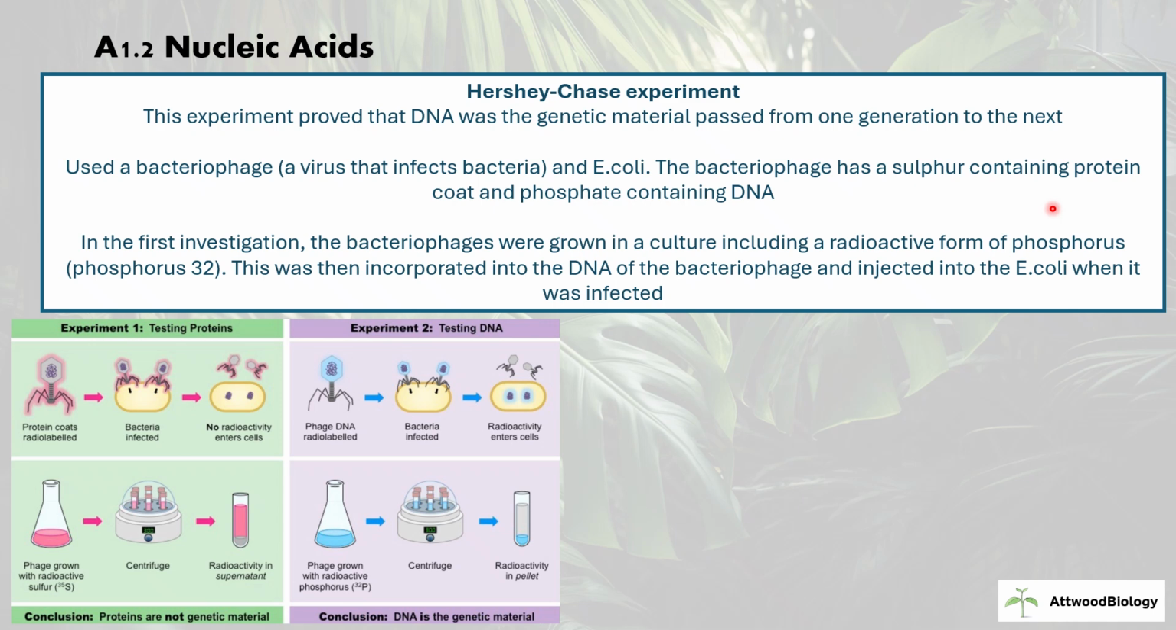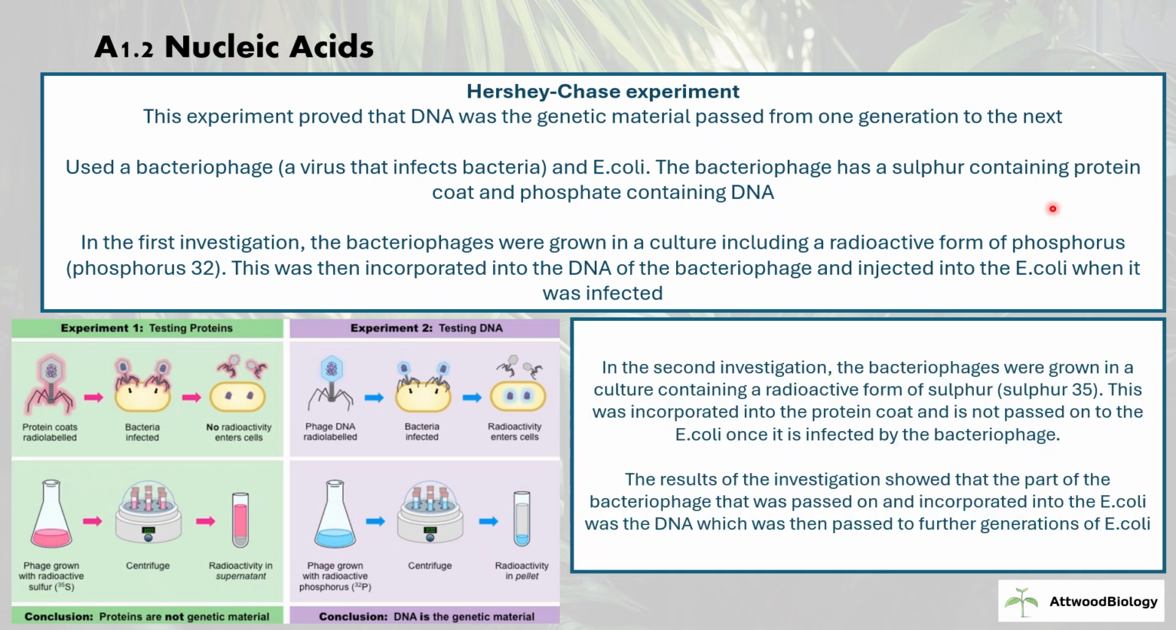In the first investigation, the bacteriophages, the viruses, were grown in a culture that had a radioactive form of phosphorus, that's phosphorus 32, and as those viruses replicated, they would incorporate phosphorus 32 into their genetic material. That was then incorporated into the bacteriophage, and then when the bacteriophage was mixed with the E. coli, the bacteriophage would infect the E. coli by injecting its genetic material into the E. coli. And then, as we know about viral replication, the bacteriophage's genetic material is incorporated into the E. coli, and then the E. coli makes copies of that.